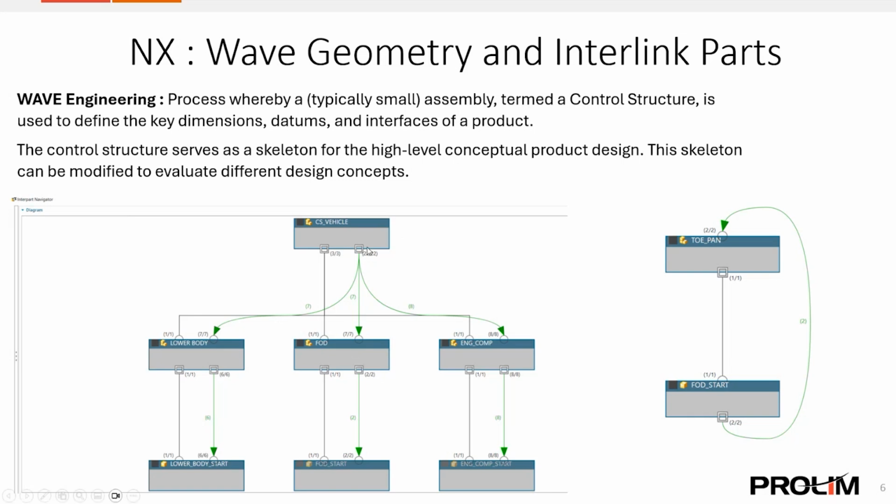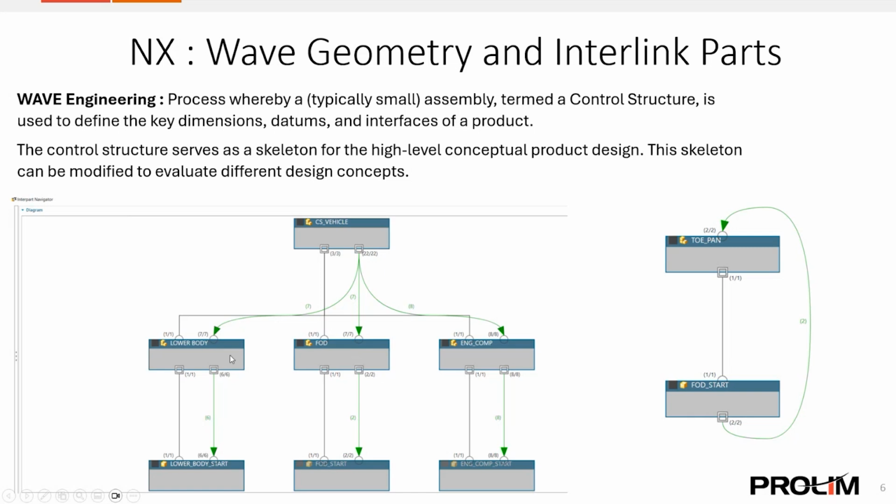You will then go in and actually take these particular datums, sketches, points, whatever they are, and you will break them out into sub-assemblies. So you can see here I did a lower body, I did FOD, and then I did an engine component. So what you can see is that I started off with 22 particular areas that I was concerned with. I dropped those into each sub-assembly. So you can see the number 7 here, and 8 here.